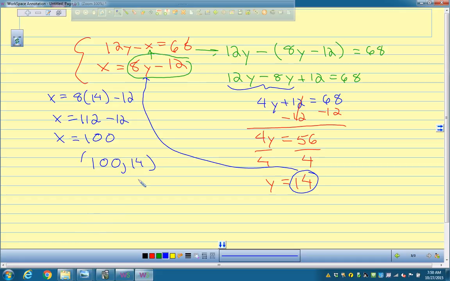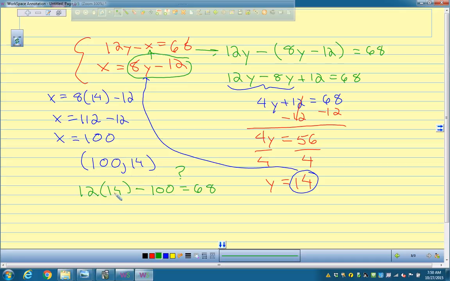Now I'm going to check. So I'm going to take this answer and plug it into the top equation, because I already used the other equation to solve for x. So I'm going to plug this point back in here to make sure it works. So I'm going to go 12 times 14, because that's y, minus 100, and I want to see if that is equal to 68.